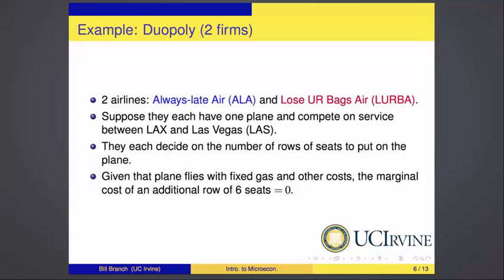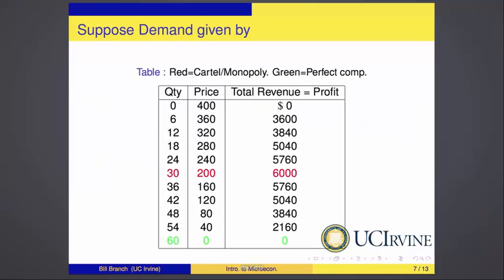They have the planes already, and they're just going to decide on the number of rows of seats to put on the plane. The rows come in batches of 6 seats. Given that the plane already exists, and let's assume it's already full of gas, they're just deciding how many seats to sell on that plane. The marginal cost of an additional row of 6 seats is 0.